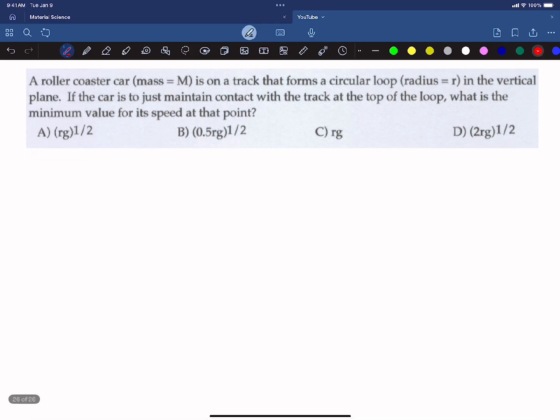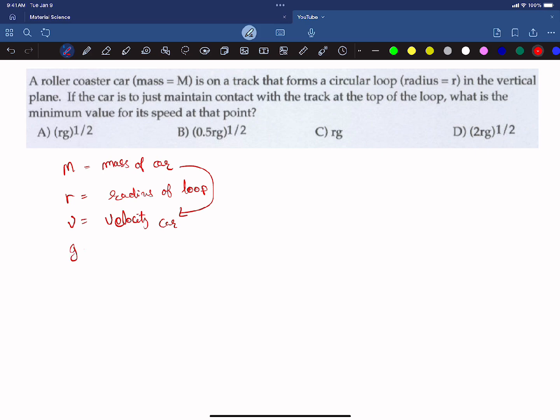So let's say we have this data. m is the mass of the car, r is the radius of the loop, v is the velocity or the speed of the car, and g is the gravity.